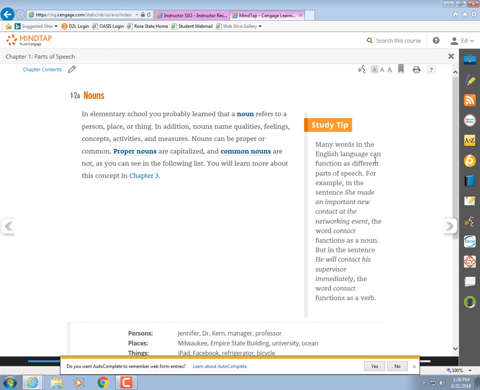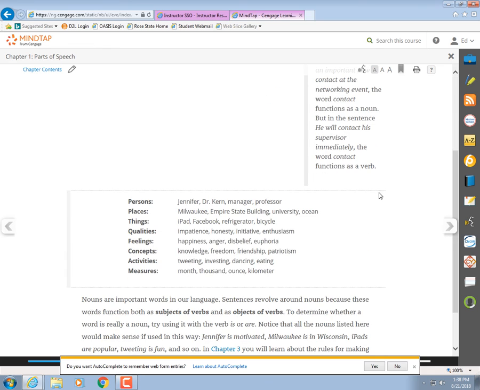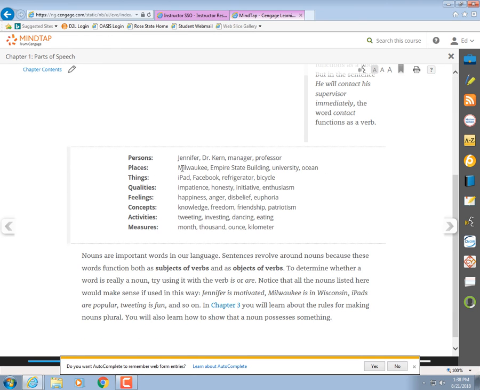Common nouns are what I mentioned earlier. Here are some examples of persons. These two persons right there, Jennifer and Dr. Kerr, are both proper nouns. And then manager, if that person's a manager, it's not proper. It becomes common then, just referring to who that person is. It's an indirect reference to Dr. Kerr or a professor.